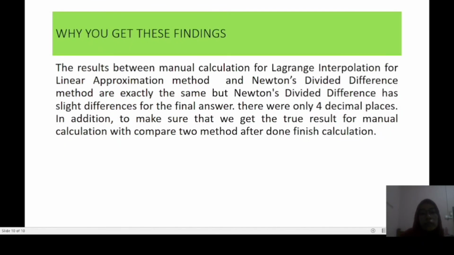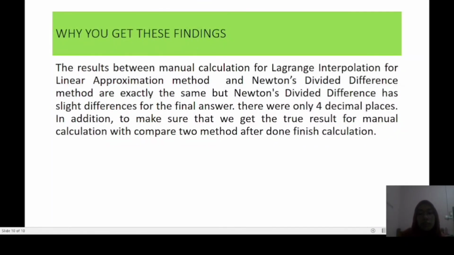Why do you get this finding? The results between the manual calculation for Lagrange interpolation, the linear approximation method, and the Newton divided difference method are almost the same, but Newton divided difference has a slight difference in the final answer. There were only 4 decimal places. In addition, to make sure that we get the true result for manual calculation, we compare the methods after we finish the calculation. Okay, thank you. That's all for me.